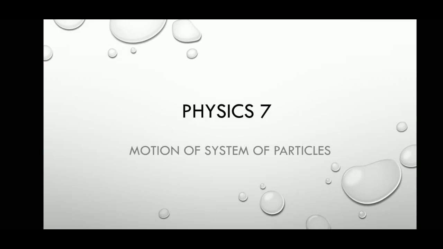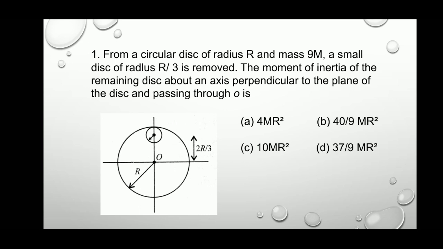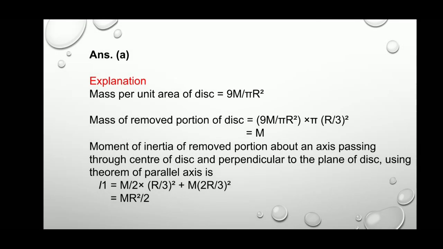First, let's discuss a physics question. From a circular disk of radius r and mass 9m, a small disk of radius r/3 is removed. The moment of inertia of the remaining disk about an axis perpendicular to the plane of the disk and passing through O is? Here we are asked to find the moment of inertia of the remaining disk about an axis through O. So how will we approach this question?